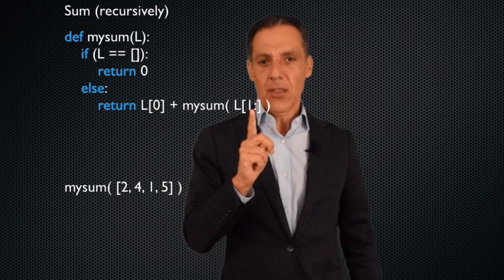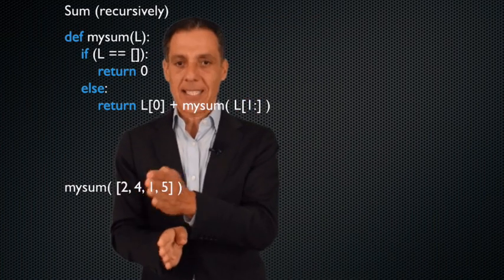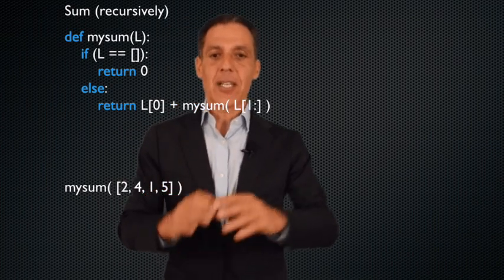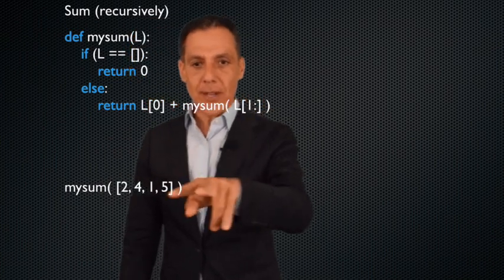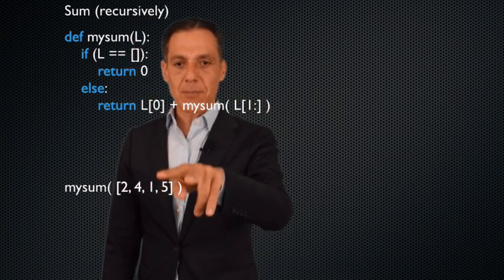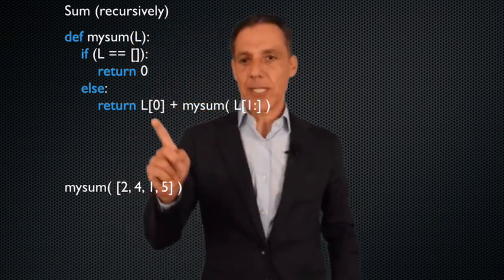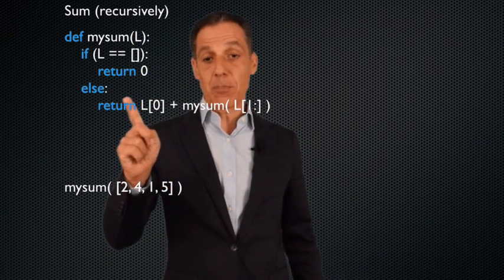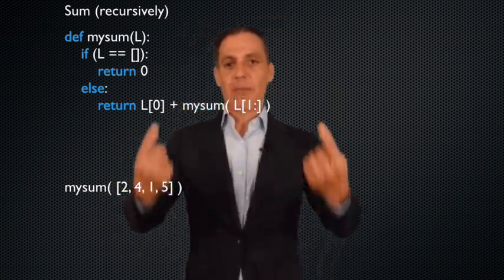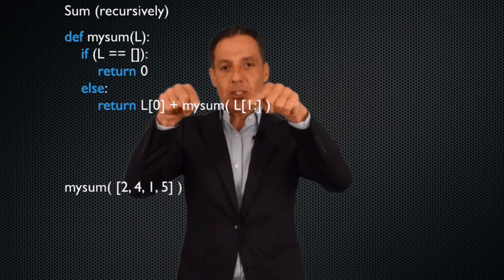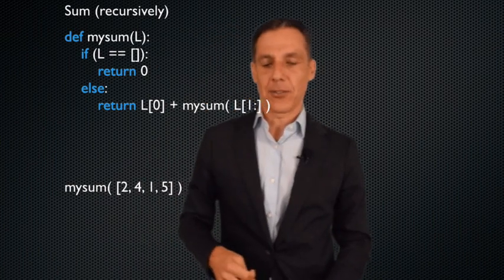So again, the 1 colon operator says starting at position 1, which is the second element in the list, up until the end, grab that list, call mySum recursively, and then this will eventually return 4 plus 5 plus 1, which is 10, and it'll add that to 2, and I'll have my answer. And again, that return there is important. You are building an expression. You have to return something to the previous function call, whether it's recursive or whoever called you from the outside.